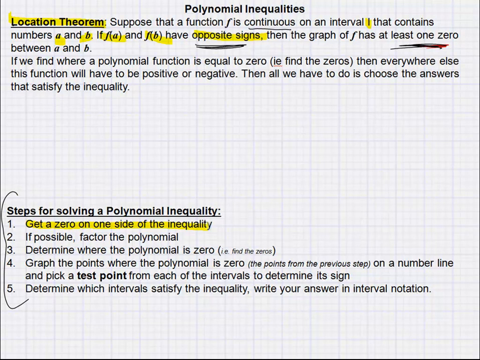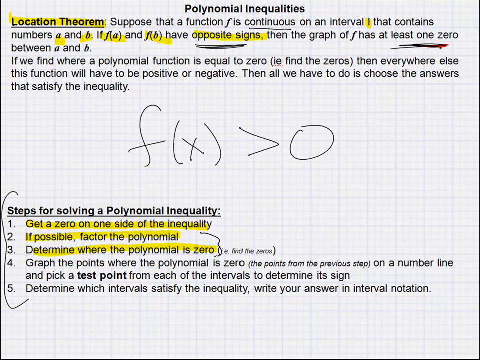The next thing we're going to do is essentially find the zeros of the polynomial. How do you do that? Factor the polynomial if possible, and determine where the polynomial zeros are. If we have some polynomial f of x, say greater than or less than 0, we're trying to find the solutions for which the polynomial is greater than 0. In these two steps, we're going to figure out where the polynomial is equal to 0. If we figure out where the polynomial is equal to 0, then everywhere else it's either greater than 0 or less than 0, and we're going to be looking for the greater than 0 ones.